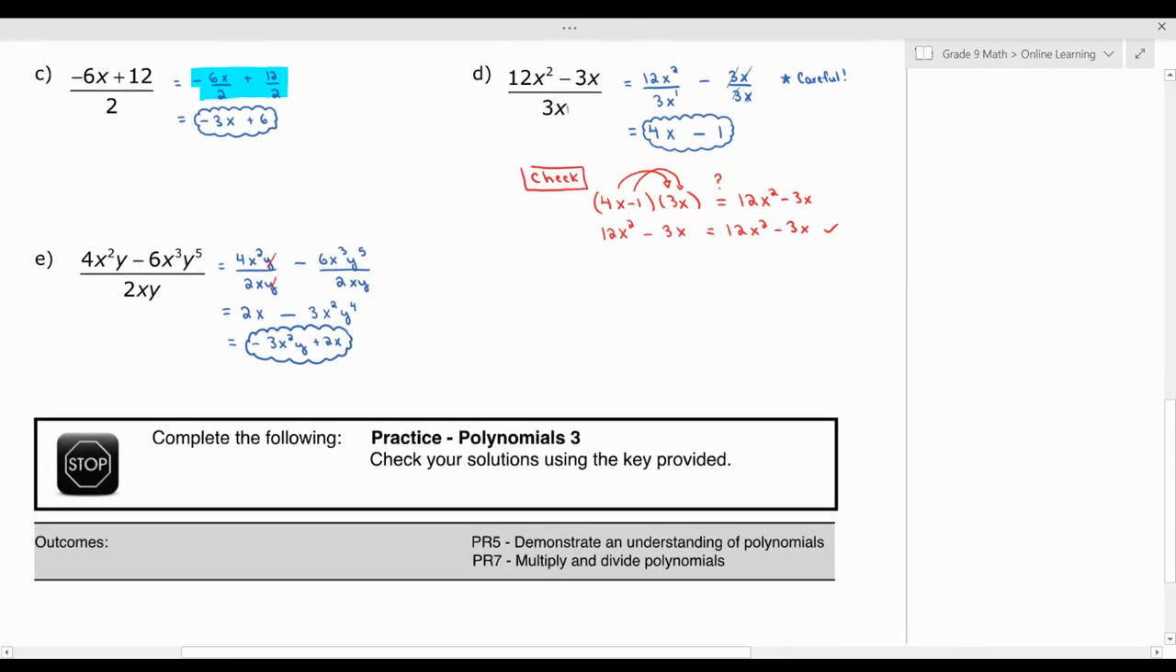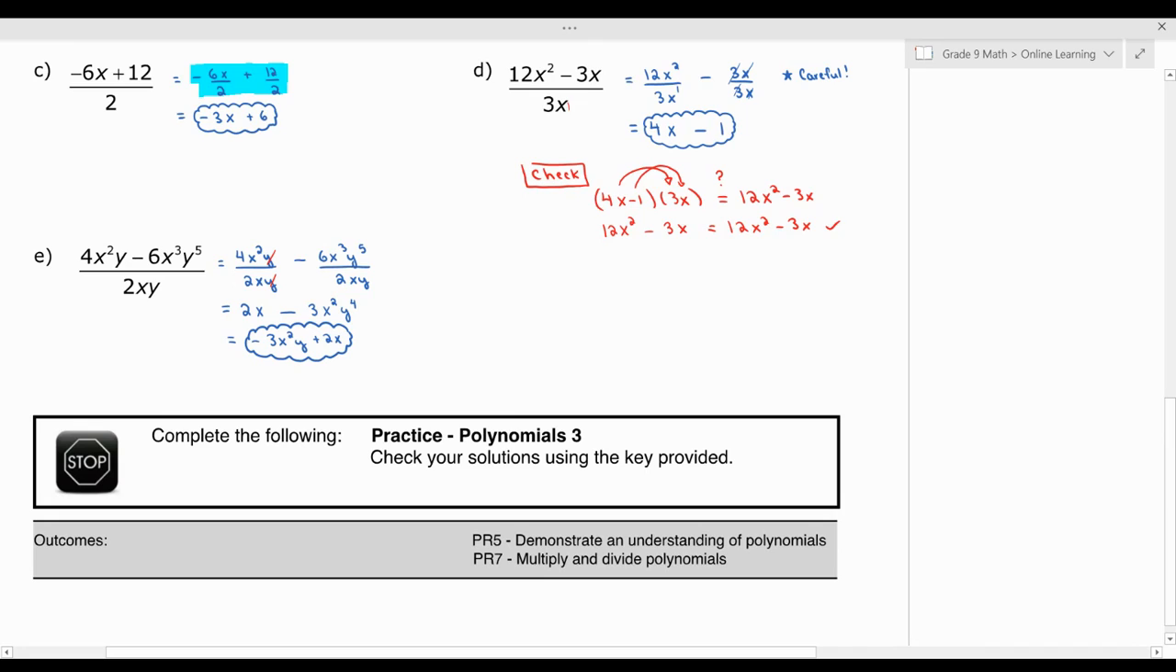Okay, more practice. So this one's titled Polynomials 3. Same idea, try some questions, check your answers. If you get stuck, let me know. And then at the end, give me an idea how things are going. So happy face, good to go. Neutral face, so-so. Or sad face, need additional support.